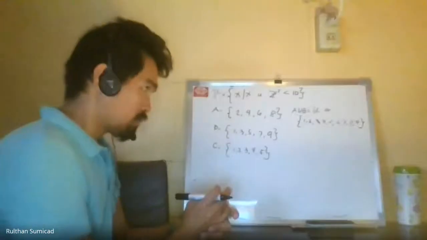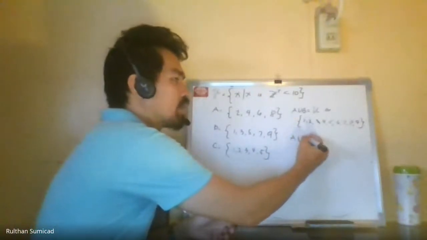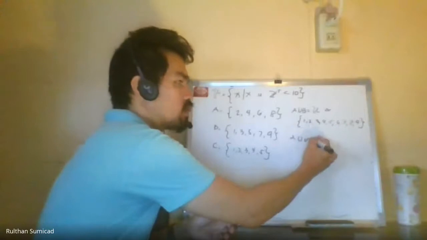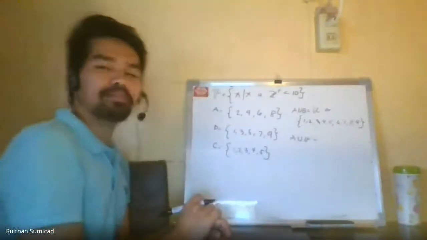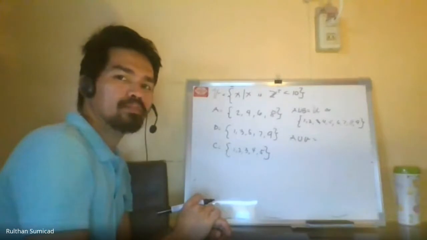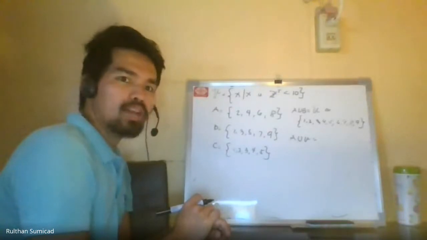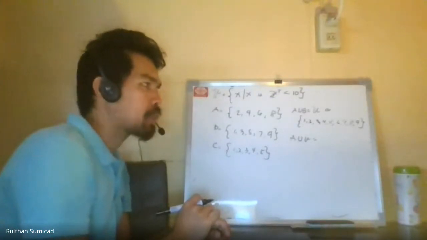Yes, sir. I see. What about A union U? What is our answer? 2, 4, 6, 8. Why 2, 4, 6, 8?